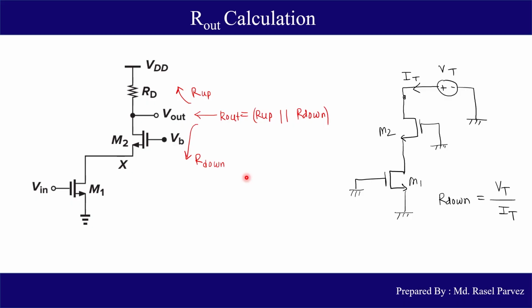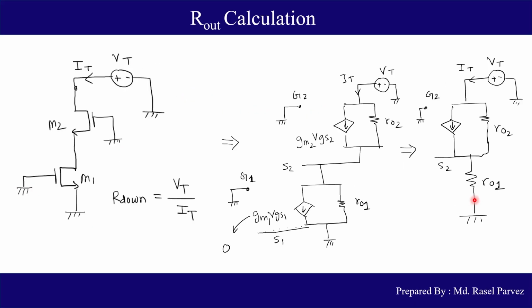Now we will calculate the output resistance of this Cascode amplifier. To find Rout, we need to calculate the total downward resistance and the upward resistance looking from the output terminal. To find the downward resistance, we added a test voltage source at the output terminal and grounded all other voltage sources like this VB and Vin. From this circuit, we will now calculate the VT divided by IT ratio. This will give us the total downward resistance of the circuit. We have redrawn the circuit again here and replaced the MOSFETs with their equivalent pi circuit.